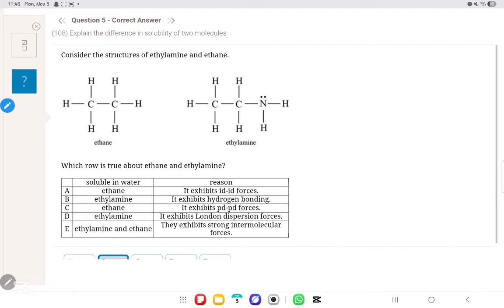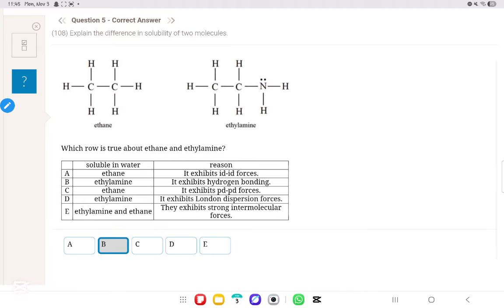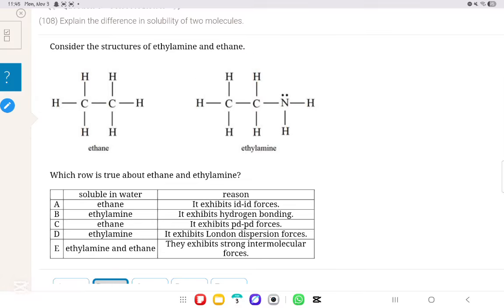We'll move on to question number 5. What does it say in question number 5? Consider the structures of ethylamine and ethane. Which row is true about ethane and ethylamine? First of all, which of them is soluble in water? For sure, ethane is a non-polar molecule because it's a hydrocarbon, only hydrogen and carbon, so it's non-polar. That means it's insoluble in water.